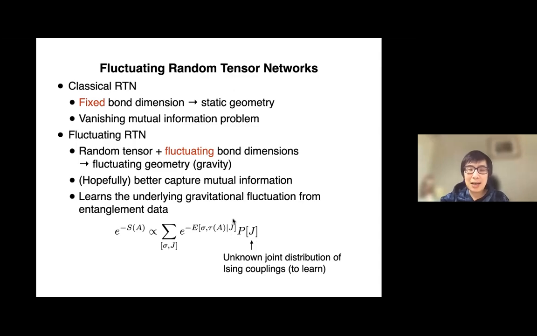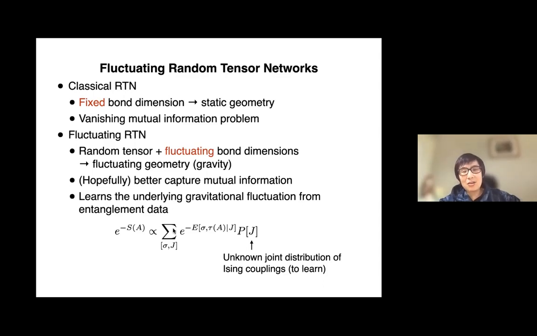But if you want the Ising coupling to fluctuate, that means your energy function is now not only a function of these Ising spins, but also a function of the Ising coupling. And this Ising coupling will have some joint probability distribution. These couplings are not independently fluctuating, because this gravitational or geometry fluctuation can be collective. So there can be a very sophisticated joint distribution of all these couplings, which is unknown to us at present. We don't know what the joint distribution of this Ising coupling should be, and that is what we want to learn using statistical learning, using generative modeling.